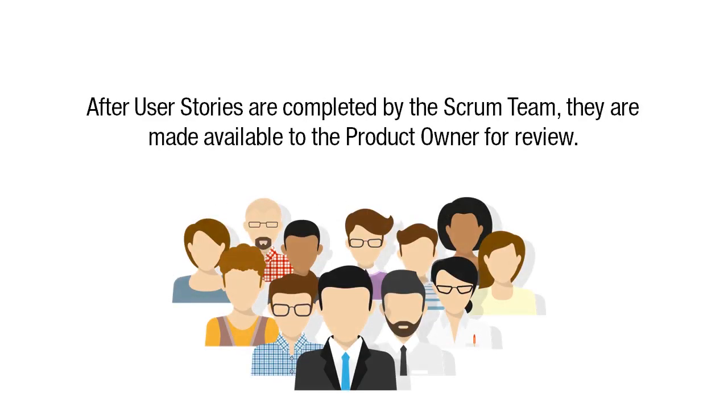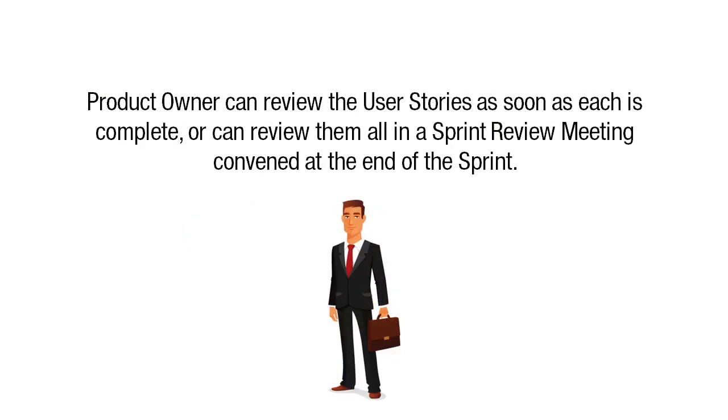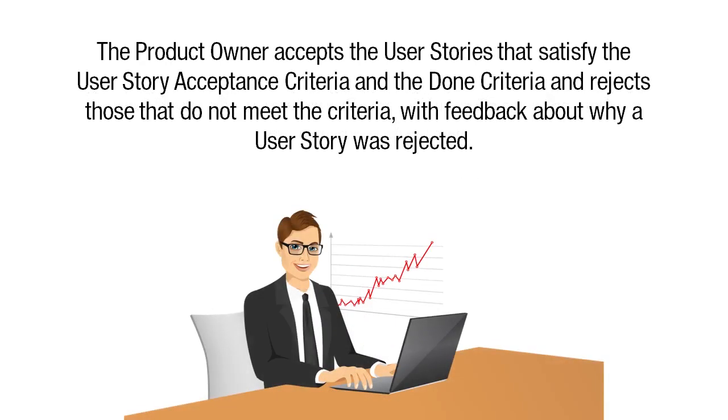Another tool is user story acceptance and/or rejection. After user stories are completed by the Scrum team, they are made available to the product owner for review. The product owner can review the user stories as soon as each is complete, or can review them all in a sprint review meeting convened at the end of the sprint. The product owner accepts the user stories that satisfy the user story acceptance criteria and the done criteria, and rejects those that do not meet the criteria, with feedback about why a user story was rejected.